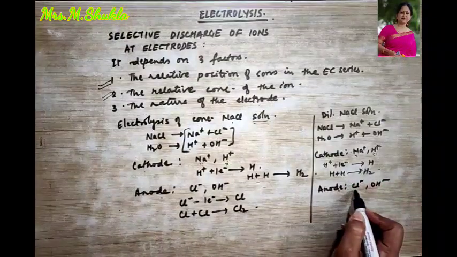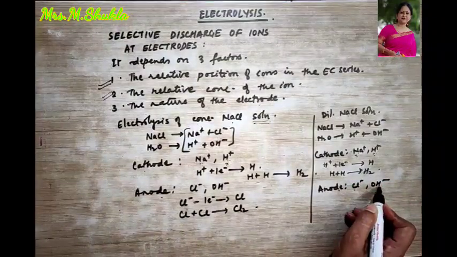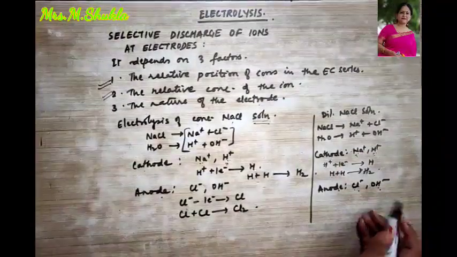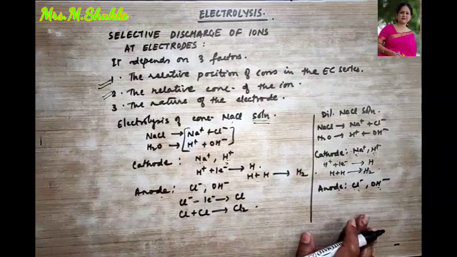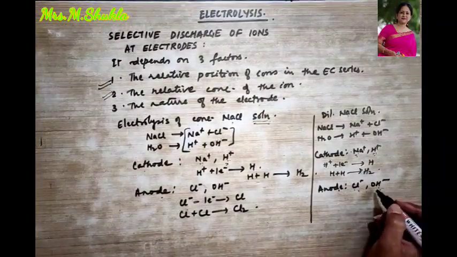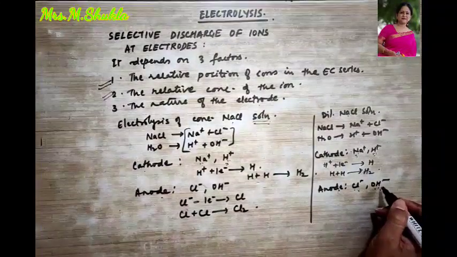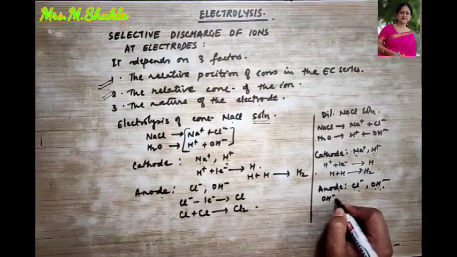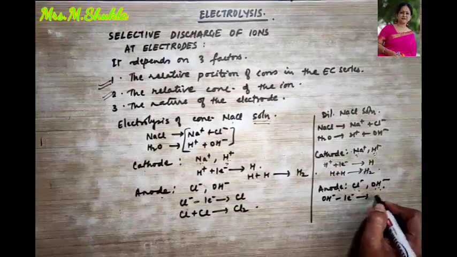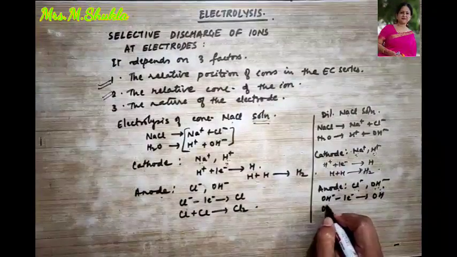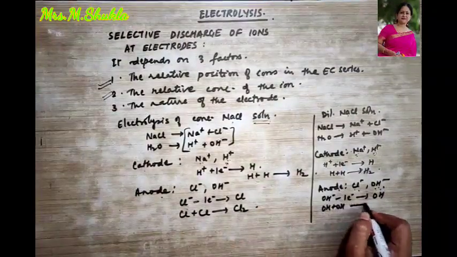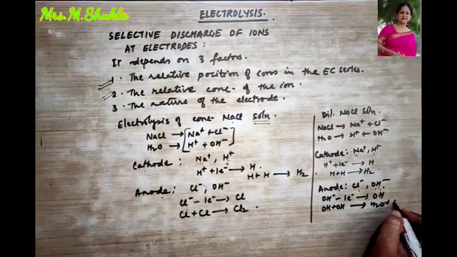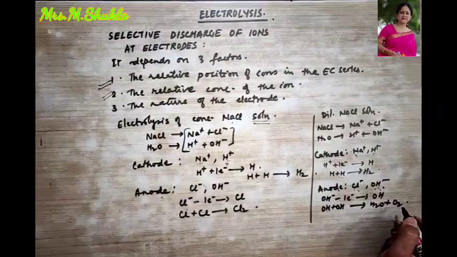Now let's talk about chlorine and hydroxide ion. It is a dilute NaCl, so who is going to get the preference? Whichever one is lower in the series. Hydroxide is lower in the series, so this gets the preference. Hence over here OH- loses one electron to form OH. A number of OH combine to form water, and oxygen gas is given out.